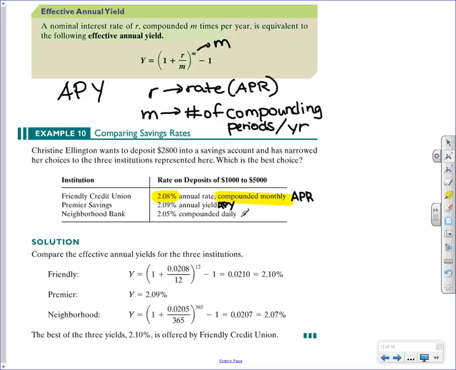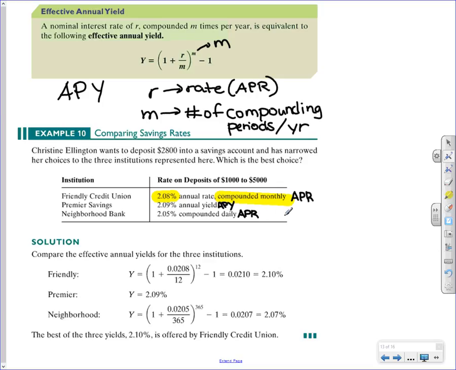Okay, the last one is 2.05% compounded daily. So this one also is an APR. If it gives how often it's compounded, then it hasn't told what the yield is yet. It's just telling the rate.